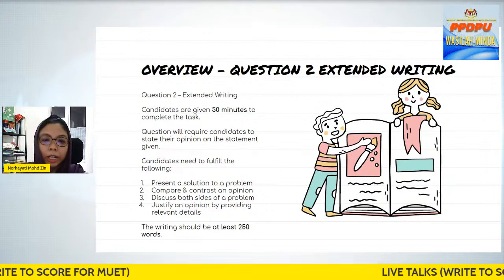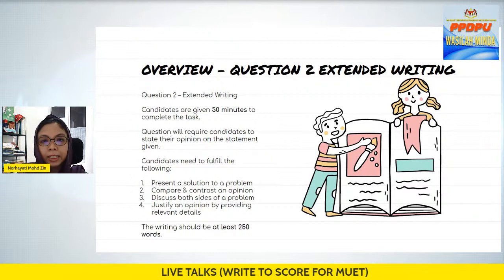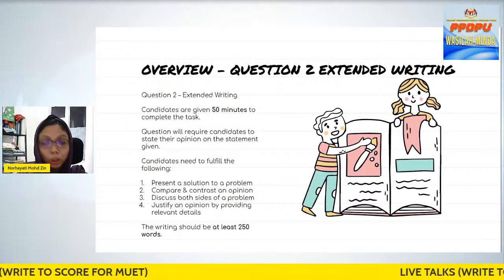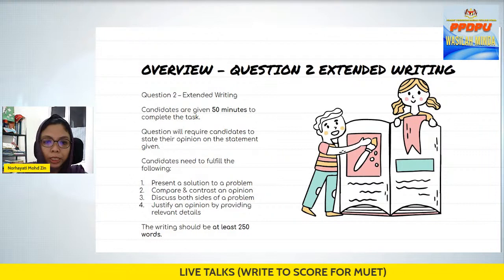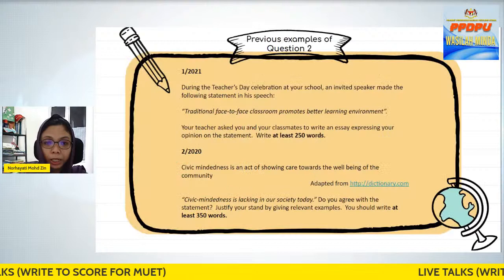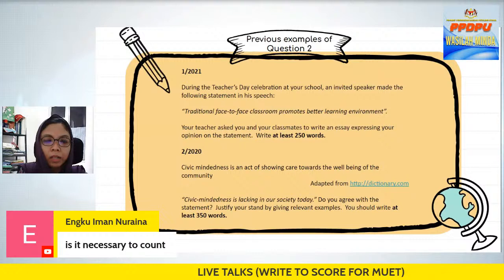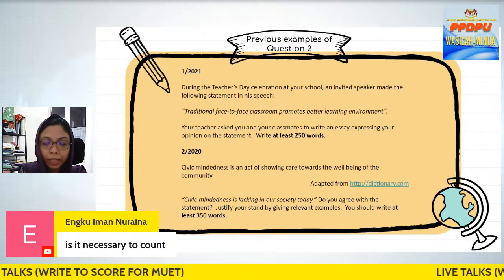Now, I'm going to move to the next slide, where I'm going to share a sample of a previous question, which you can get online, or you can buy reference books. You can see a sample from a previous MUET examination, the first session of 2021. This is the latest format.